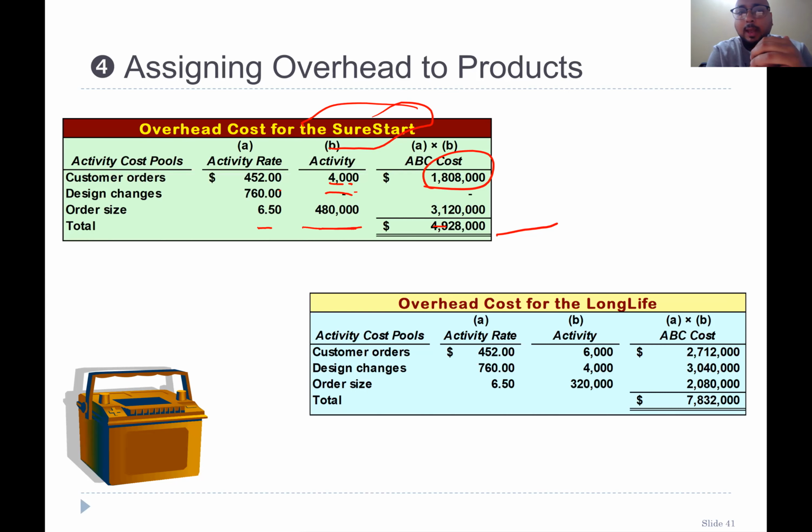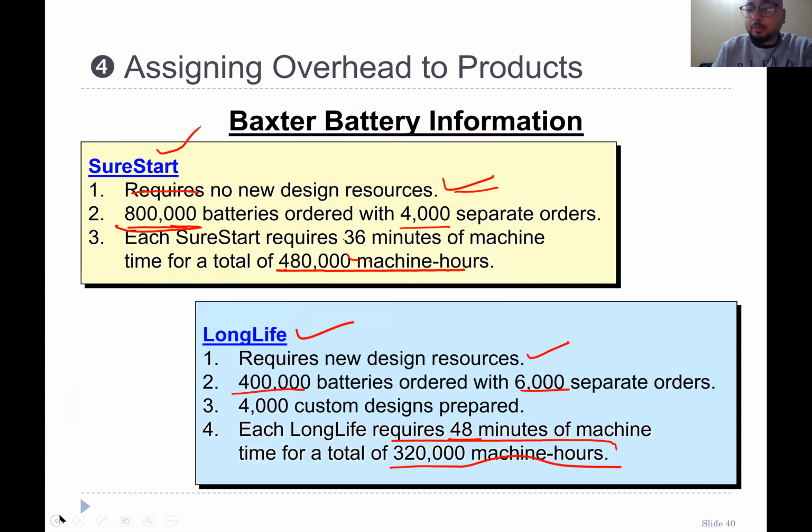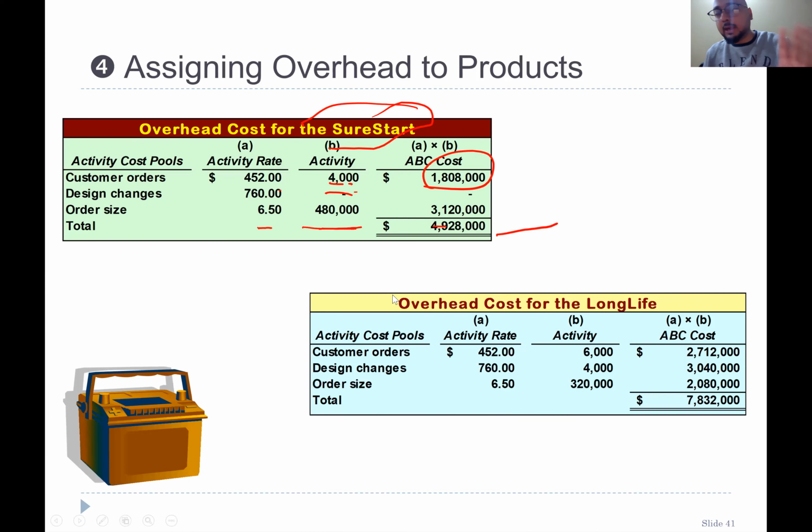So one activity cost pool has no activity rate, so we cannot apply it. It means that cost pool is going to be spread on everyone, right? We don't know about its segregation, so we will just leave it like that. Plus, for short start and long life, the question mentions we are not given customer numbers. So it is not based on customers, it is based on orders. We are not going to include customers as well. So that's why we have three activities here.